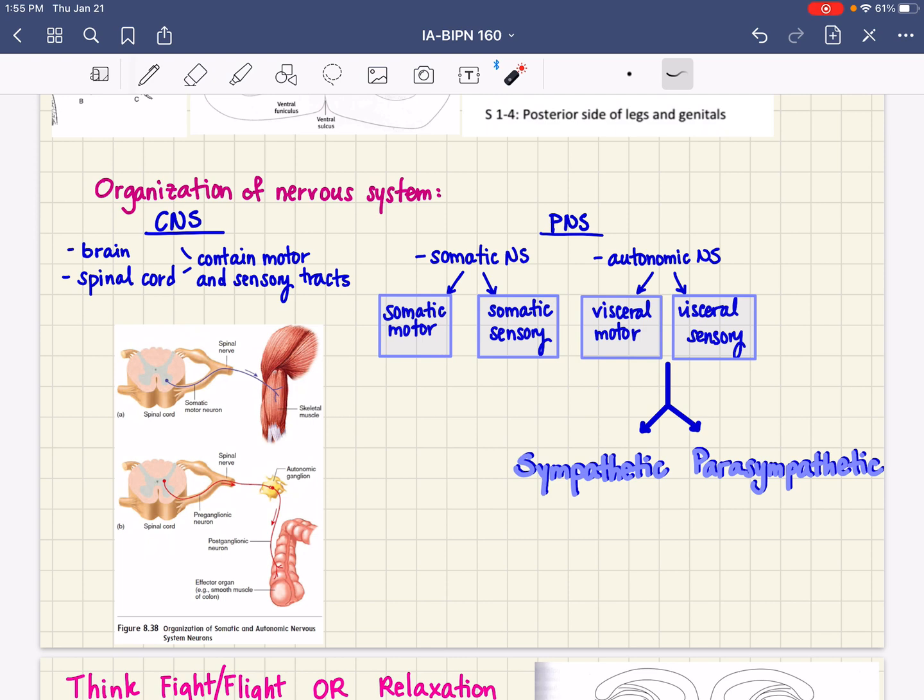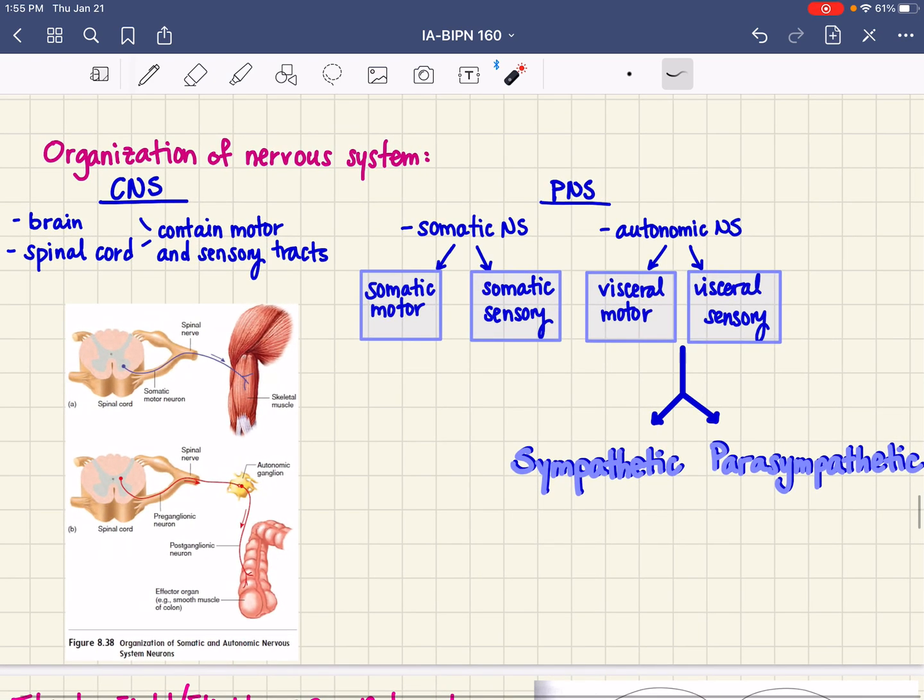Okay? Two important subsets of the autonomic nervous system are the sympathetic nervous system and the parasympathetic nervous system. We'll talk more about these on this next page when I move on there, but start to think that sympathetic is associated with the fight or flight response when you are in danger. And the parasympathetic nervous system is associated with relaxation, rest and digest.